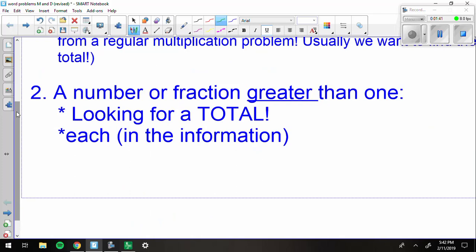Our second type is when we're multiplying by a fraction greater than 1. And in this case, we are looking for a total. A key word to keep in mind is each. Same as any other multiplication word problem, each, when it's in the information, is a key word letting you know, hey, flashing lights and sirens, this is a multiplication problem. All right? So let's look at some examples.